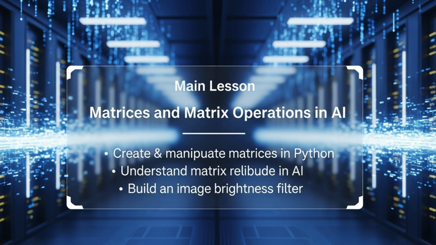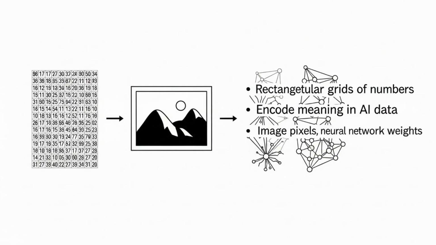Let's dive in. Yesterday, we explored vectors, single rows or columns of numbers that are great for simple lists. But today, we're leveling up to matrices, these incredible rectangular grids of numbers that power everything from Netflix recommendations to self-driving cars. Think of a matrix like a sophisticated multi-dimensional spreadsheet. But instead of just storing budget data, matrices hold the fundamental building blocks of intelligence itself.